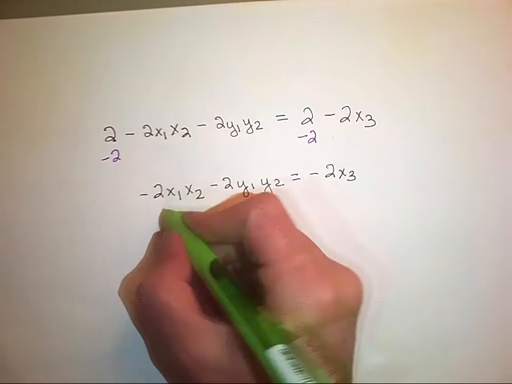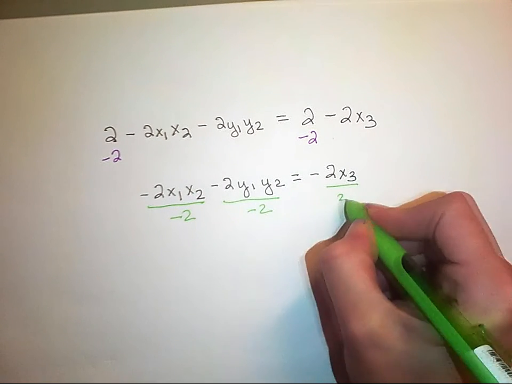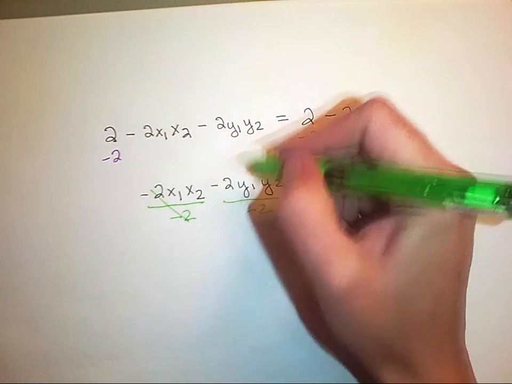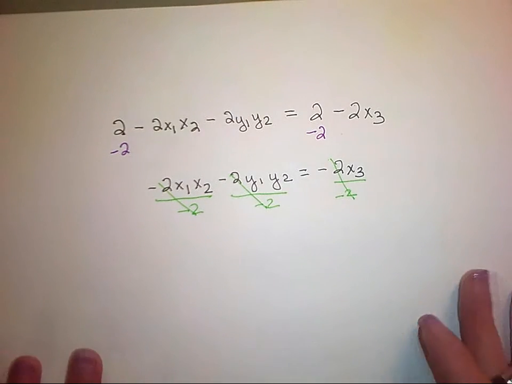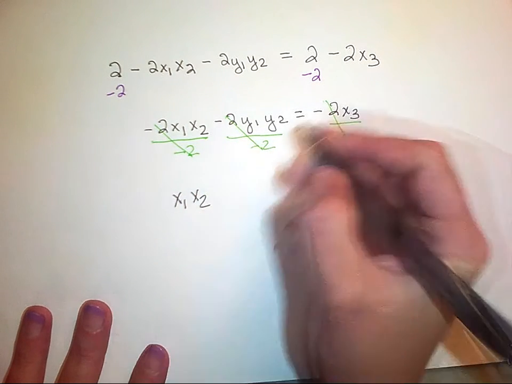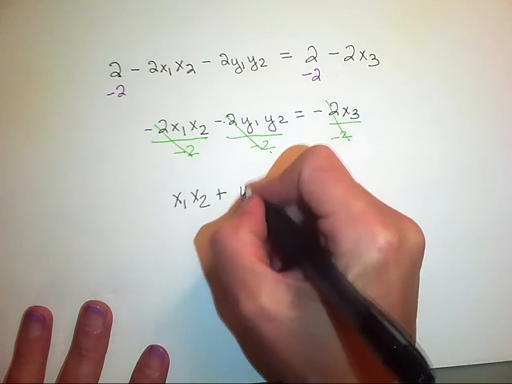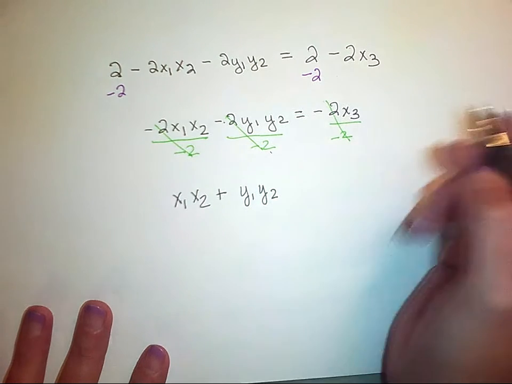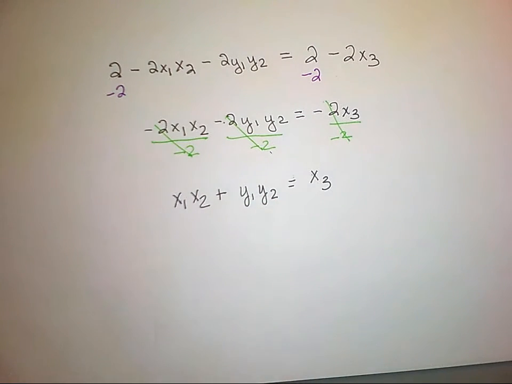Now, we have these negative 2's to deal with. Let's just divide everything by negative 2. Then those will cancel. And now we have x1, x2, now plus, because the negative and negative become positive, y1, y2 is equal to x3.